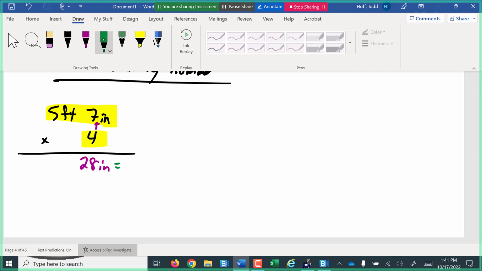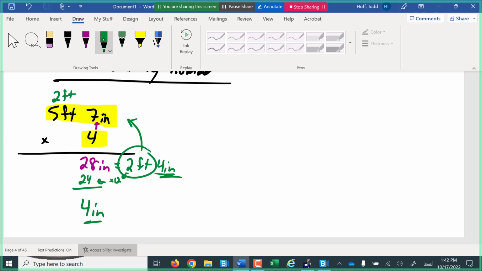Good. Now that's bigger than a foot. How many feet can I get out of there? 2 feet, 4 inches. Good. If you're not sure, you can just take your 2 times 12 to give you 24 inches, and you have the 4 inches left over. Either way, we're going to keep the 4 inches, and we're going to carry the 2 feet. So the 2 feet go over there to the 5 feet. We have to do 4 feet times 5 feet, gives us 20 feet. Plus the 2 we carried gives us 22 feet. So that's 22 feet, 4 inches.